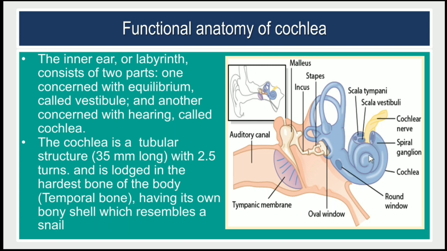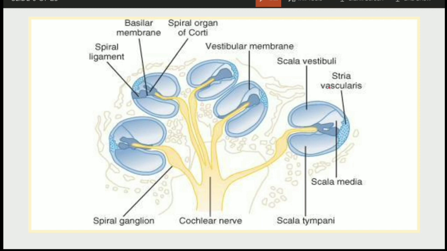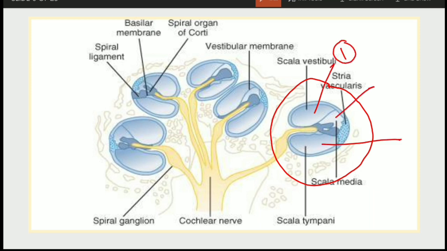It contains three compartments. If you see one cut section, you can see here three compartments, number 1, number 2 and number 3. Scala vestibuli is number 1, scala media is number 2, and scala tympani is number 3.